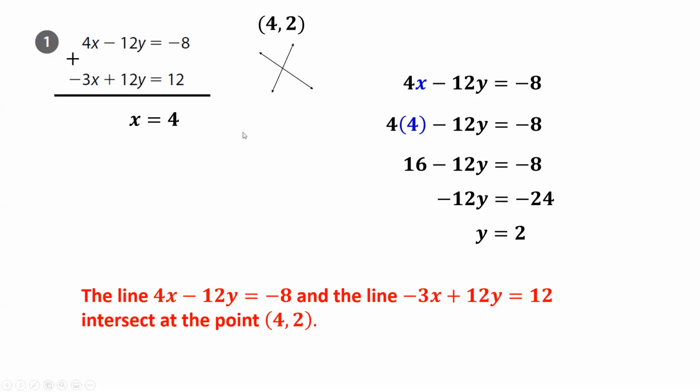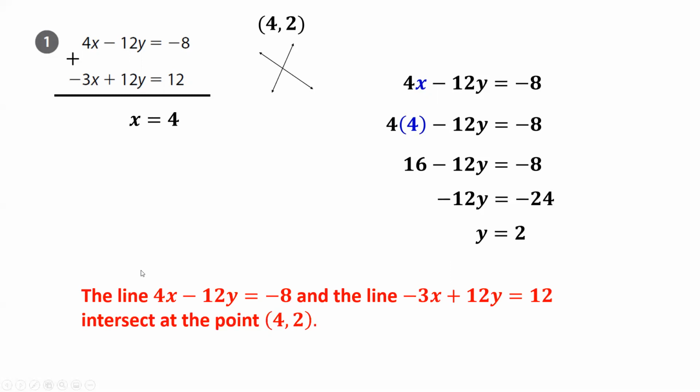So in the end, what we can say is that the line 4x minus 12y equals negative 8 and the line negative 3x plus 12y equals 12 intersect at the point (4, 2). (4, 2) is the solution to our system.